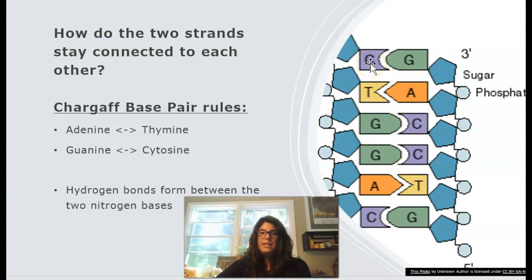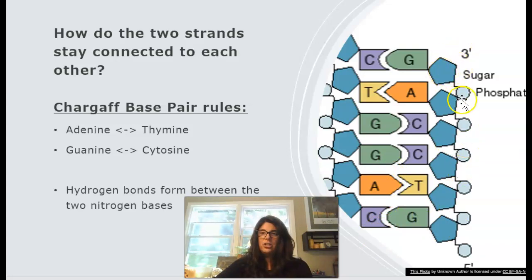If there's a cytosine here, then the other strand has to have a nucleotide with a guanine. Here is a thymine, so the other side has to be an adenine. Here is a nucleotide with a cytosine, so this nucleotide on the opposite side has to be a guanine. So A's and T's connect and C's and G's connect.